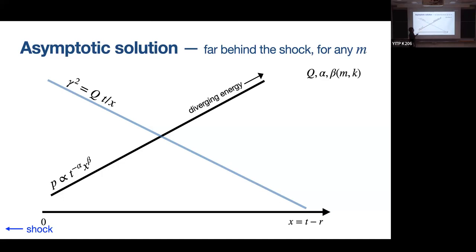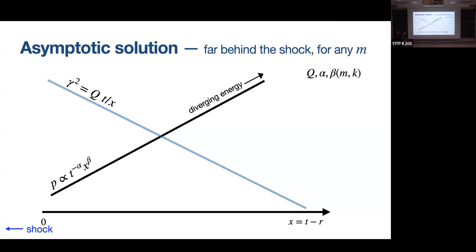Beta is a positive number, and you can see that if we assume that this self-similar solution is correct in the entire space, we would get diverging energy. And of course, this is impossible. But this is the asymptotic solution, no matter what the value of m is.